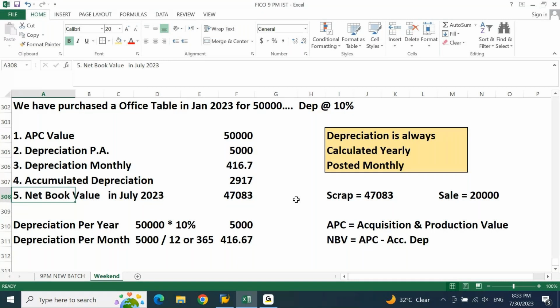I have a question. My first question is for the accumulated depreciation. You said it's 2,917. Are we calculating the depreciation for July? Because I thought it was supposed to be at the end of the month, as you said. Yes, we are calculating for July as well, because whenever you generate any report in asset accounting, it is always generated on the month end date. Month end date means depreciation is included.